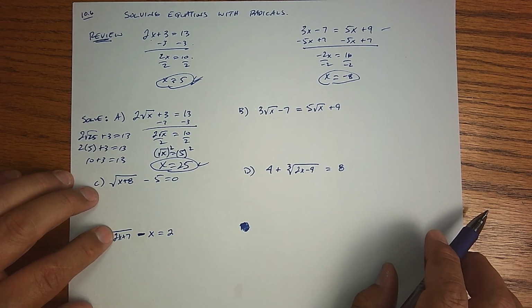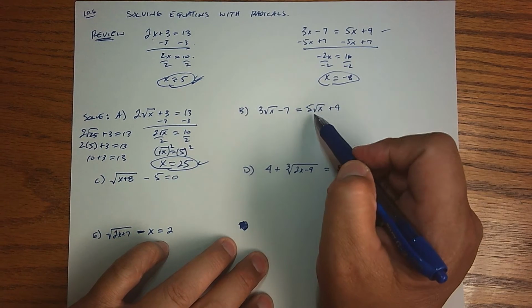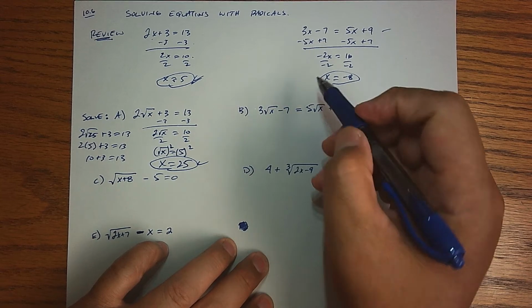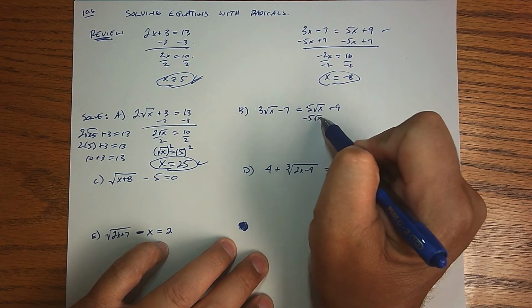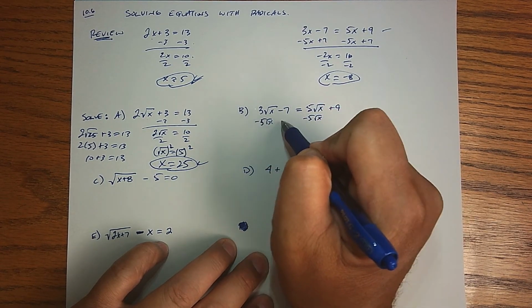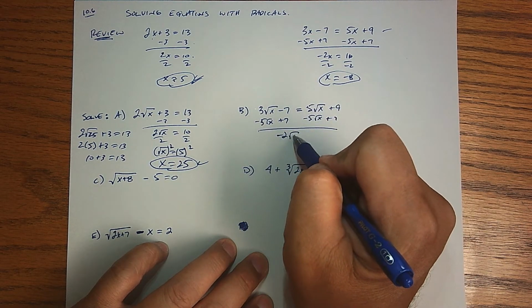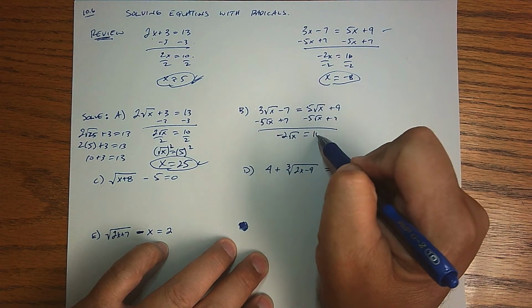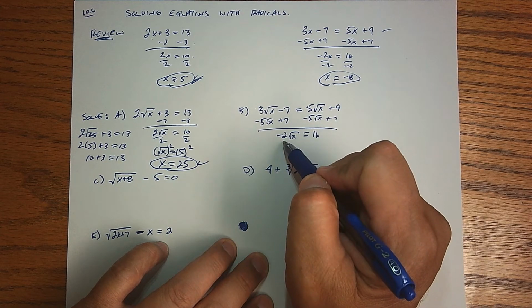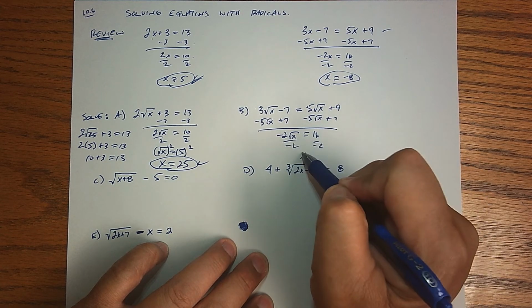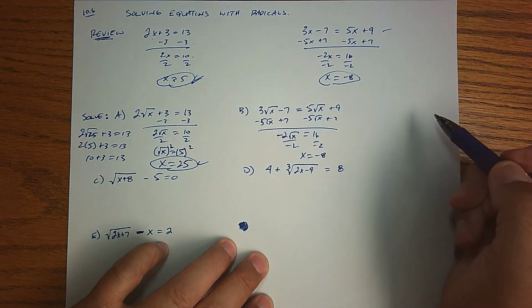Okay? So what do we do if we have a couple of them around like I do here? Well, thankfully they're like terms. So perhaps I subtract and I add 7 to both sides. This will give us negative 2 square roots of x equals 16. Divide both sides by negative 2, and we end up getting that x equals negative 8.